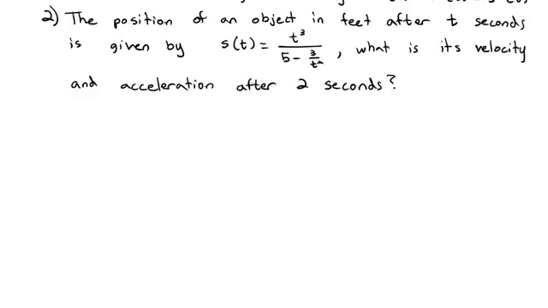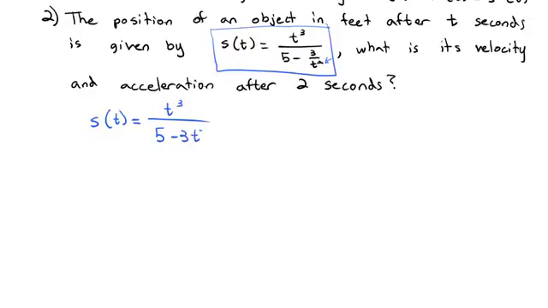First thing I'm going to do with this function is change it to be a nicer rational expression, because I don't like having a fraction in a fraction. So I'm going to write that as t to the negative 2. So s of t is equal to t cubed over 5 minus 3t to the negative 2 power.